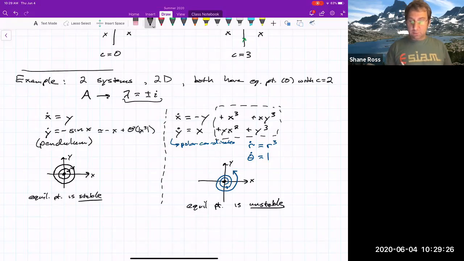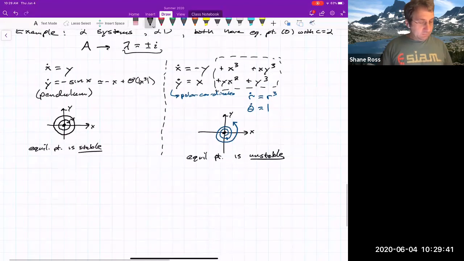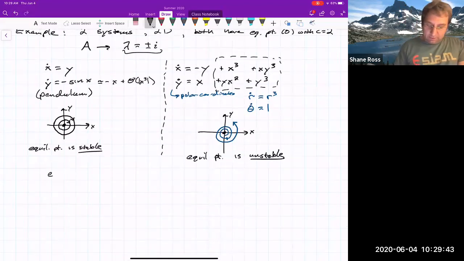So these are two examples of non-hyperbolic equilibrium points where you have to go to the nonlinear part to see if it's stable or unstable. Okay. I guess we could say, even though they had the exact same eigenspectrum.